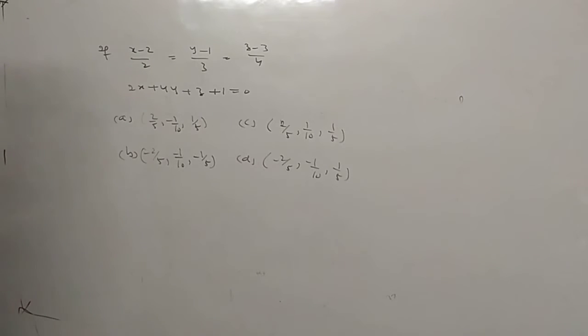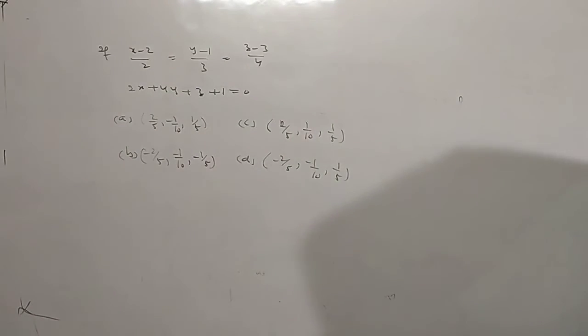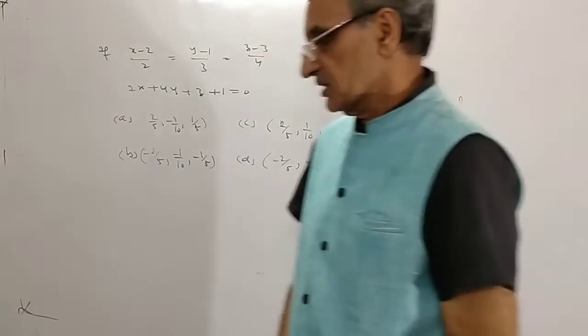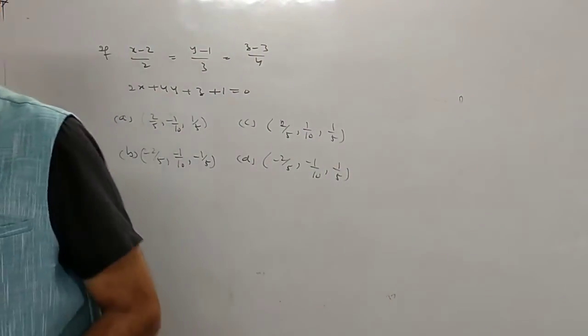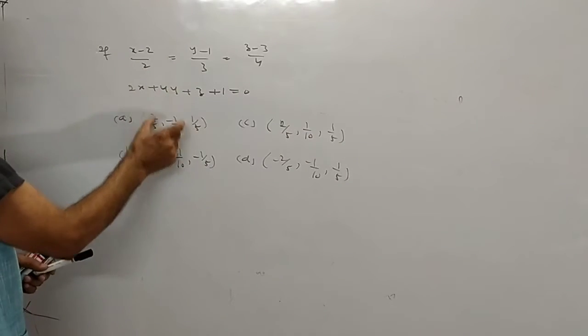What is the equation of the plane that we talk about? Equation of plane given is 2x plus 4y, and equation of line has been given. You have to only answer what is the point of intersection.